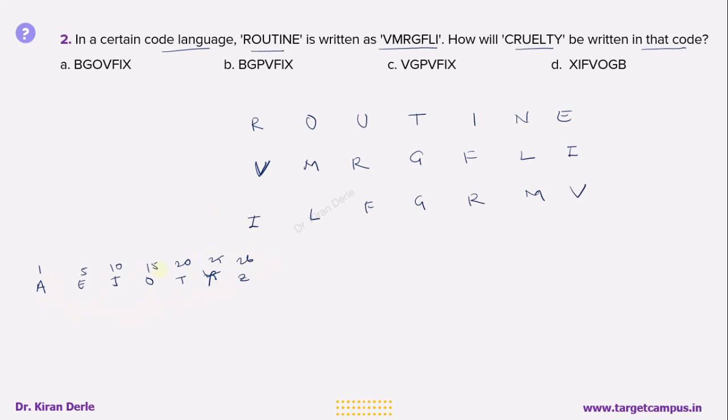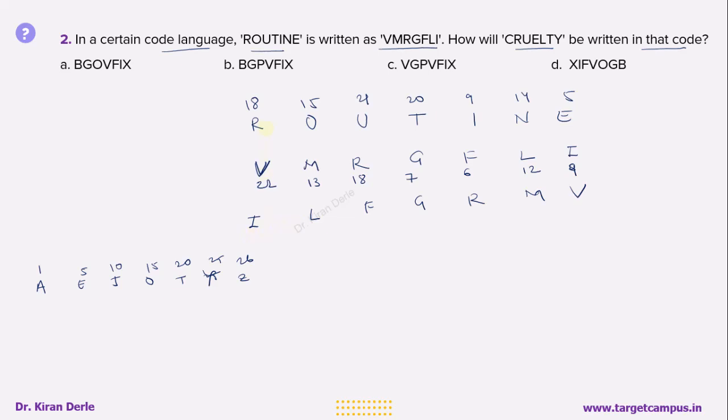Now let's do this. R is the 18th alphabet, O is the 15th, T is the 20th, U is the 21st, I is 9, N O so 14th, E is the 5th alphabet. V is the 22nd alphabet. M N O, so the 13th alphabet. R is 18, this is 7, this is 6, and L is the 12th alphabet. I is the 9th alphabet. Okay, is there anything that we are going to get?